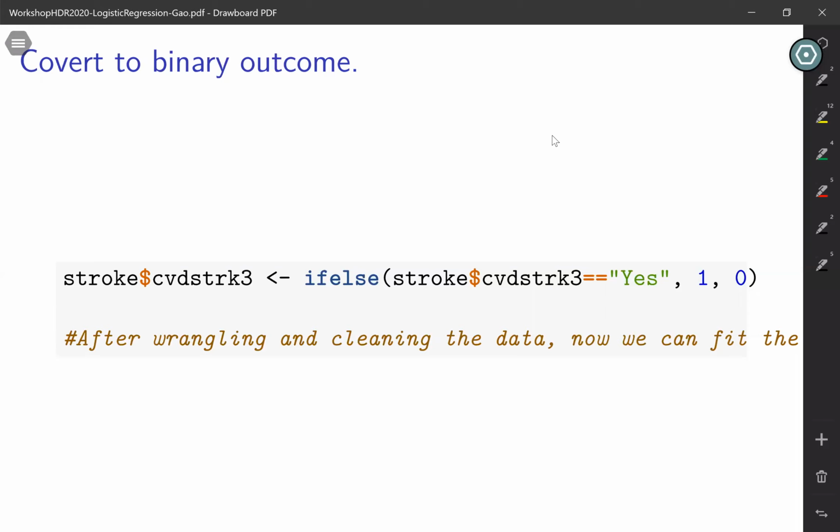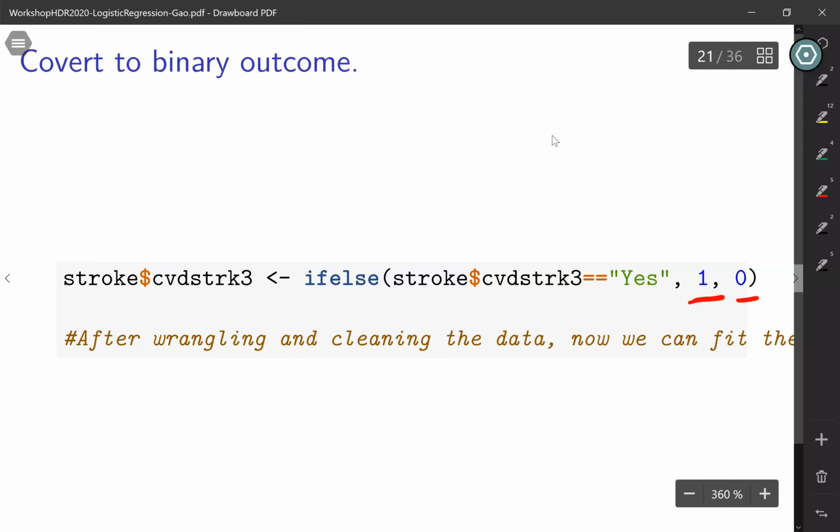No means the patient doesn't have a stroke, right? So I just want to convert this to 1 and 0. If yes, that's 1. If it's no, that's 0, right? So this is a very easy thing to do.